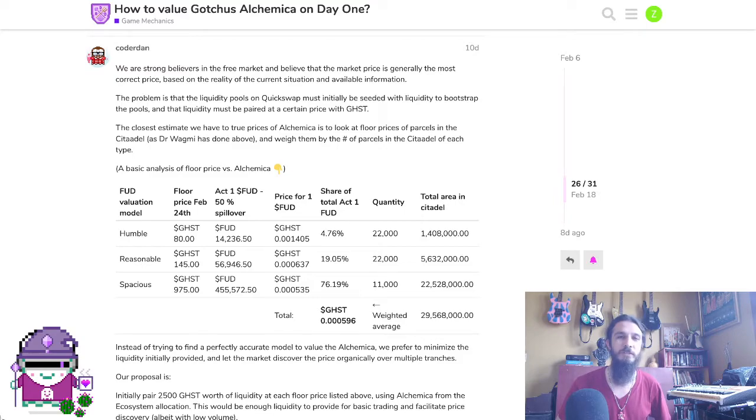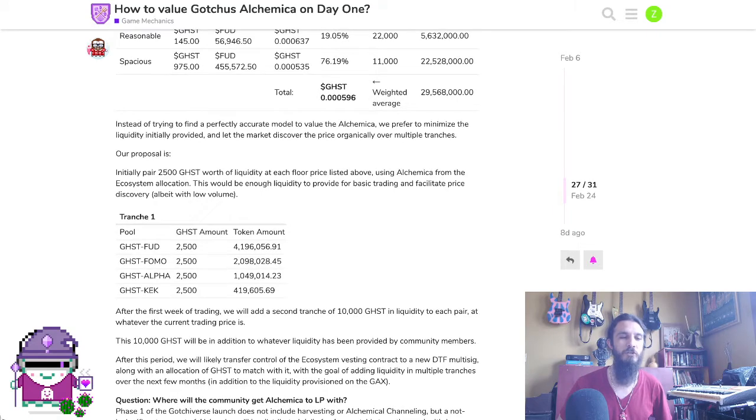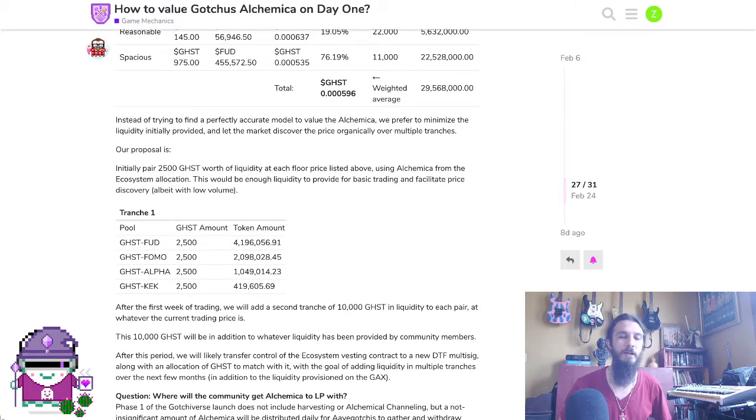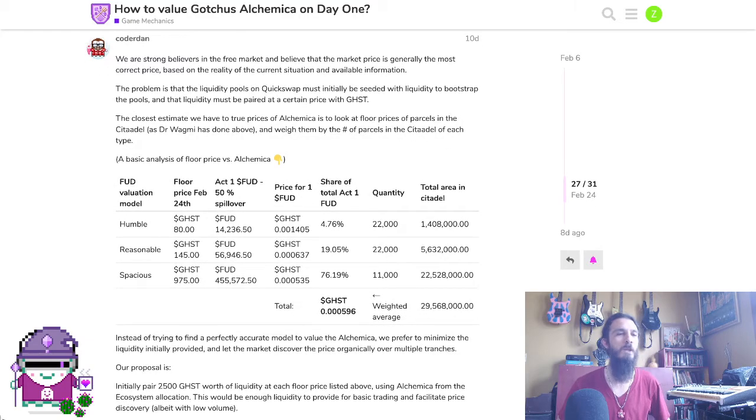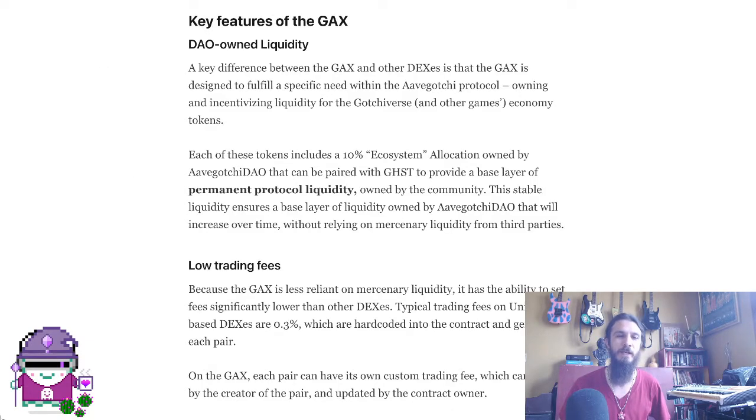And instead of just saying that's the number and pairing a large lump sum of liquidity to it, there's going to be a smaller sum of 2,500 GHST to each FUD, FOMO, Alpha, and Kek pair. That will be the initial limited small pool of liquidity. After a week, another 10,000 GHST will be paired with that. You can come here to find out more about how all of this is going to work. And getting back to chapter 3, that is what this DAO owned liquidity is.